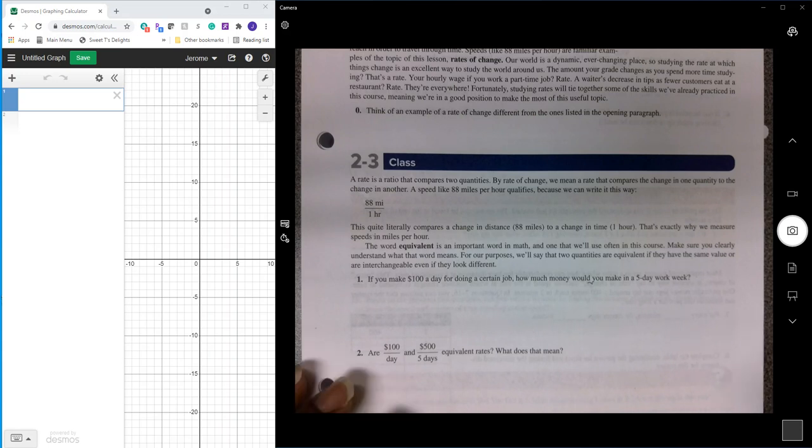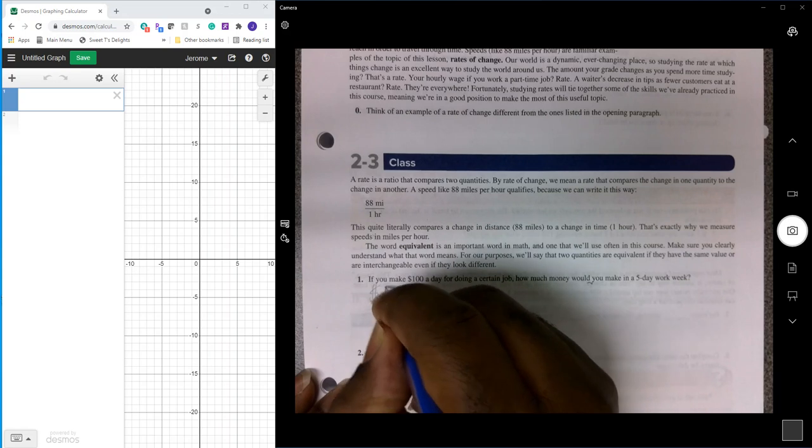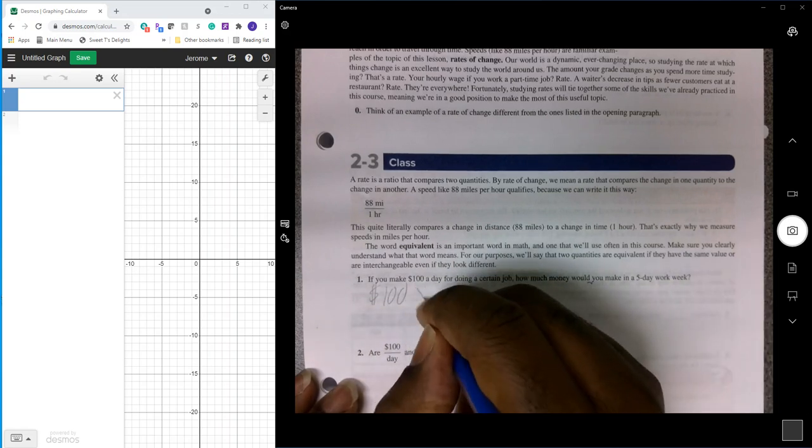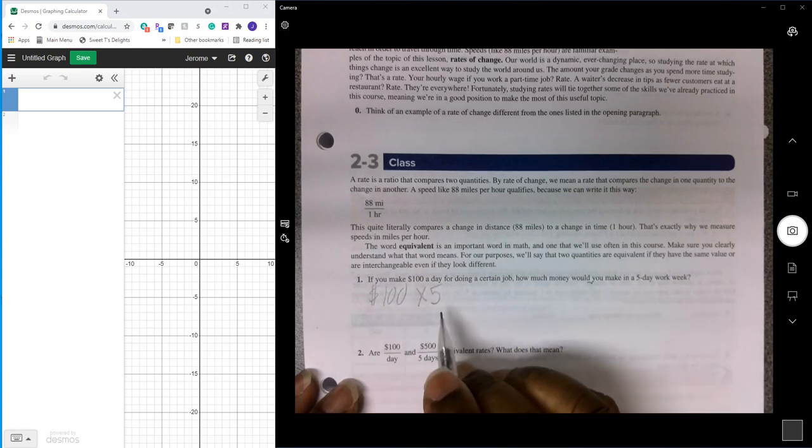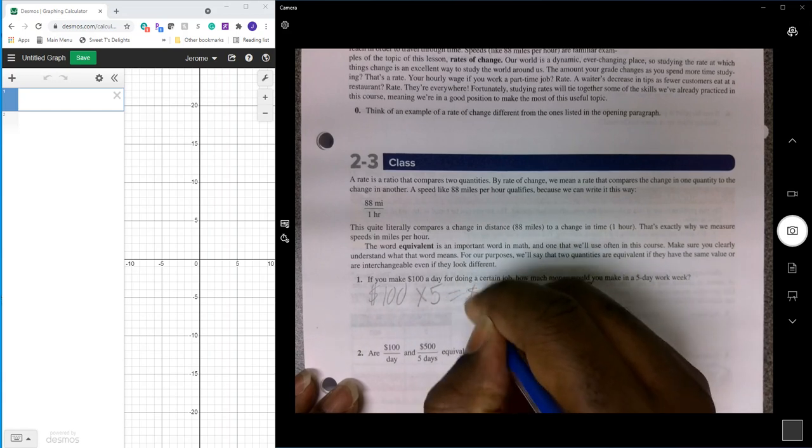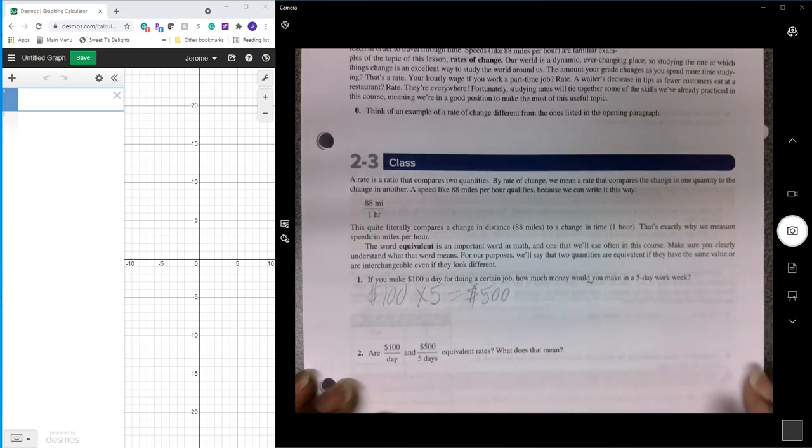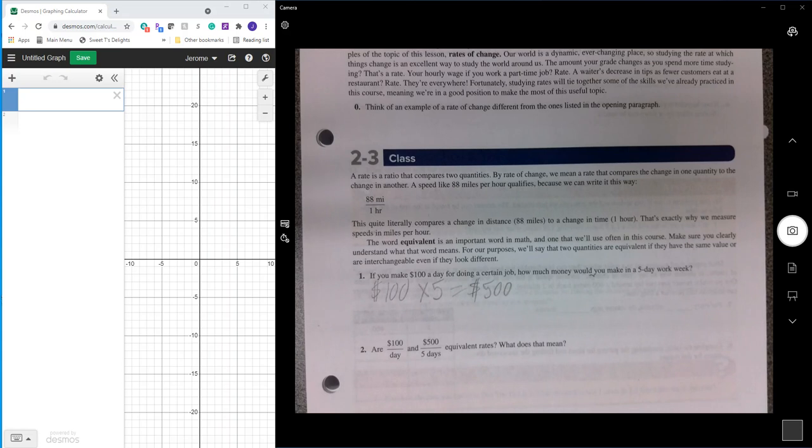Okay, so we make $100 a day and we have a 5 day work week. So 100 times 5, you'll make $500. Number two, are $100 a day and $500 over 5 days equivalent rates?